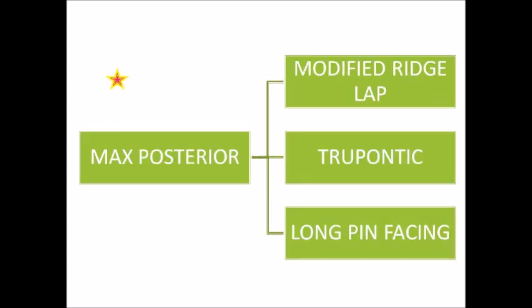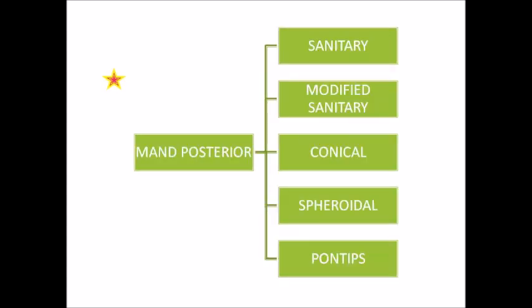For maxillary posterior teeth, the pontic of choice is modified ridge-lap pontic. If you want to use a prefabricated pontic, we can use true pontics and long pin facing pontics. In mandibular posterior region, where maintenance of oral hygiene is a key, we can use sanitary pontics, modified sanitary pontics, conical pontics, spheroidal pontics and prefabricated pontics.